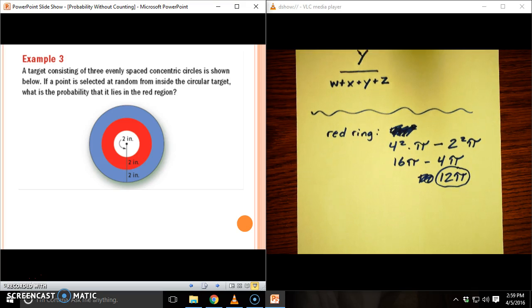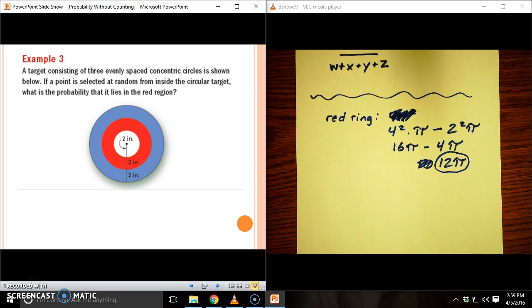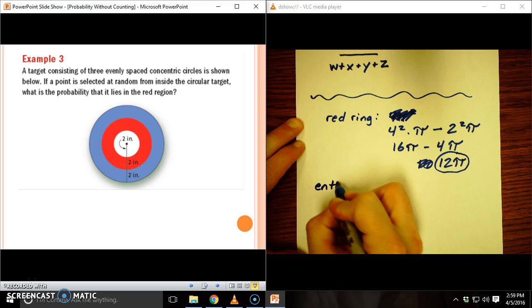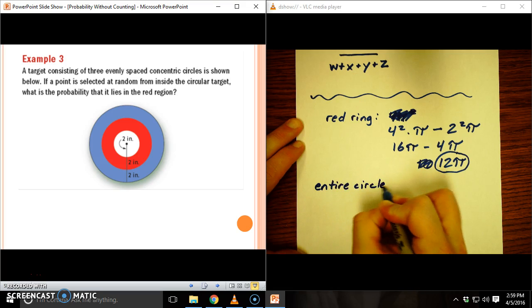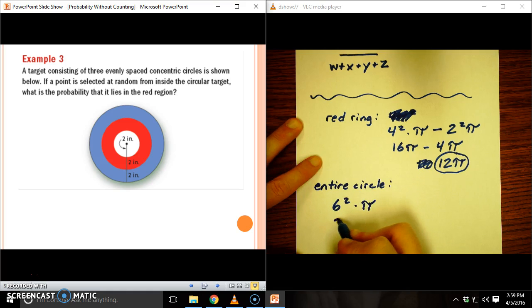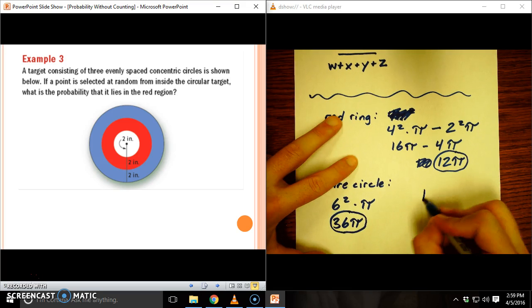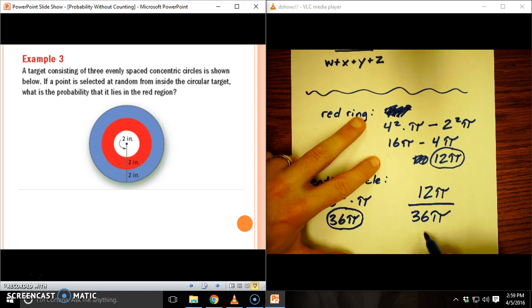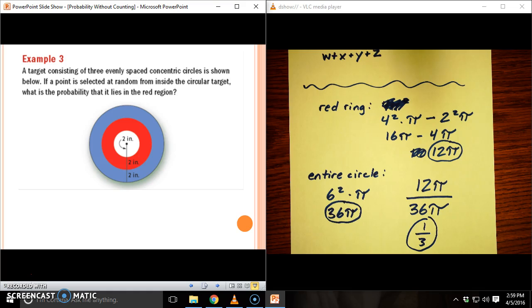The entire circle, if you add up all the 2's, that would be your entire radius, which would be 6. So the entire circle would be 6 squared times pi, so 36 pi. And so writing my ratio would be 12 pi divided by 36 pi. And so that would reduce to 1/3. I have a 1 out of 3 chance of hitting the red ring.